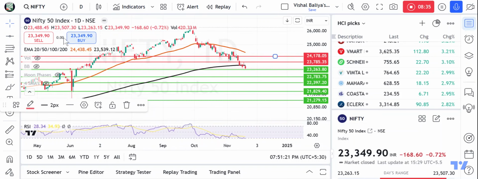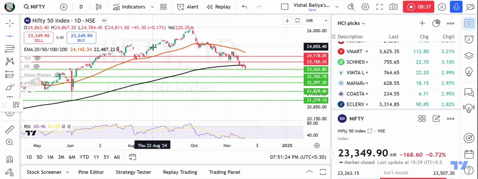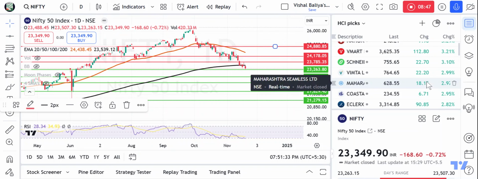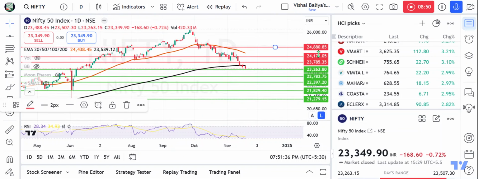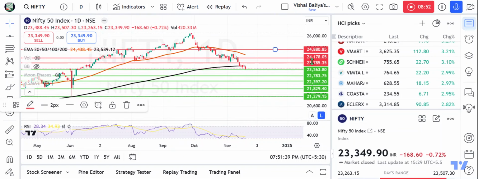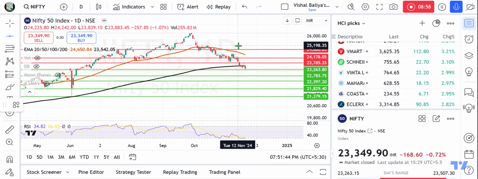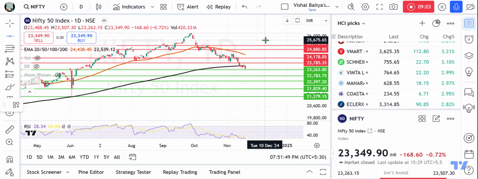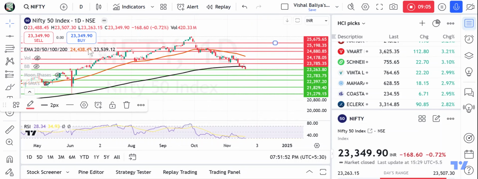Then the mother line is going to be the resistance, and bears can come into a zone only after we get a closing above this level, which is 24238. That is the mother line. If we get a closing above it, then the Nifty can fly to the 24880 level. Eventually it will happen. It will take a little time. Then 25k plus levels, once that zone is conquered, then it can go even to 26k levels plus. So this is what is happening.